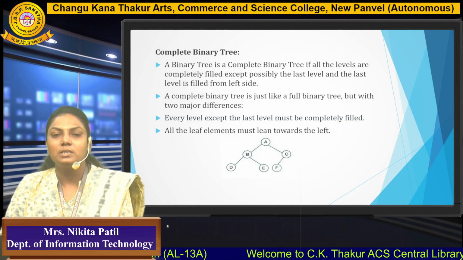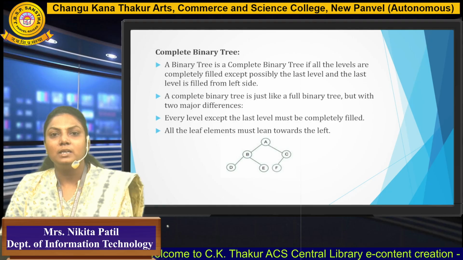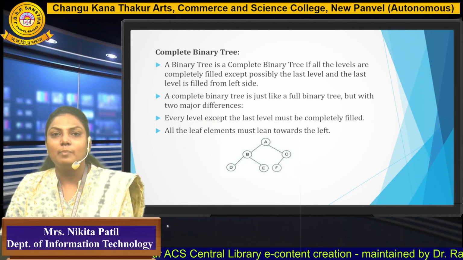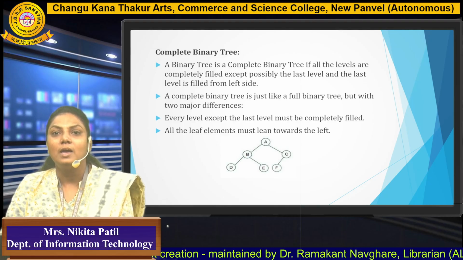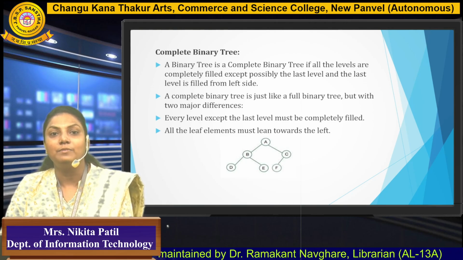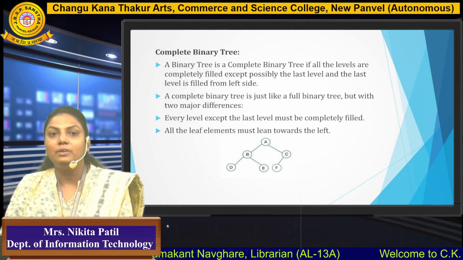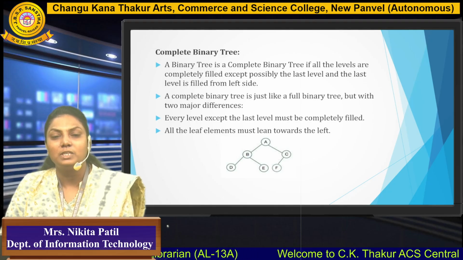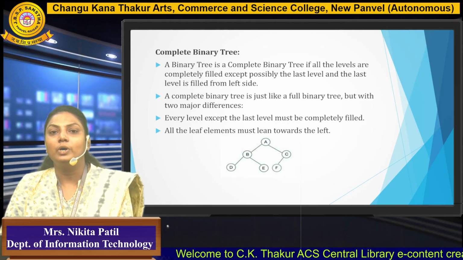The next topic is the complete binary tree. So the binary tree we discussed has at least one or two children. Now, how do we consider a complete binary tree? A binary tree is a complete binary tree if all the levels are completely filled except possibly the last level, and the last level is filled from the left side only. A complete binary tree is just like a full binary tree, but with two major differences. First, every level except the last level must be completely filled. Second, all the leaf elements must lean towards the left.